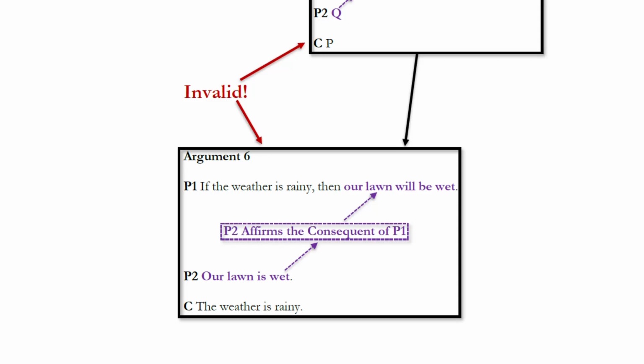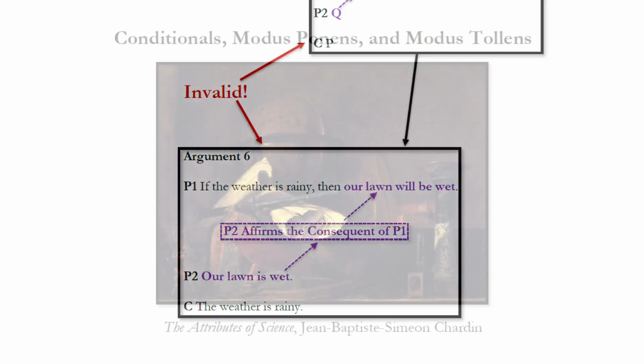The first premise does not claim that the wetness of the lawn is sufficient evidence to infer that the weather is rainy. It is consistent with that first premise that the lawn is wet because, for instance, our neighbor watered it for us while we were away. Given all of this, we can say that the argument is invalid.